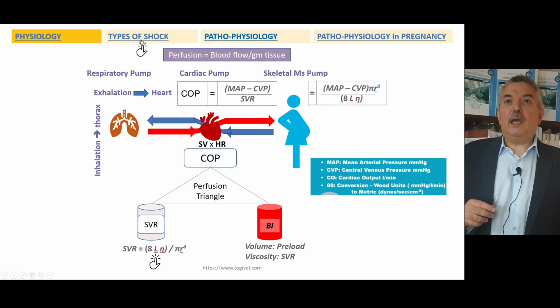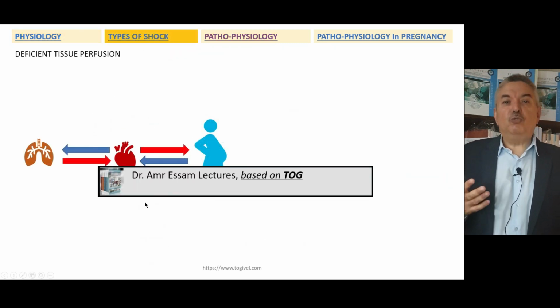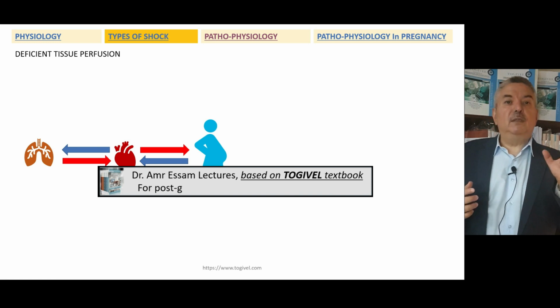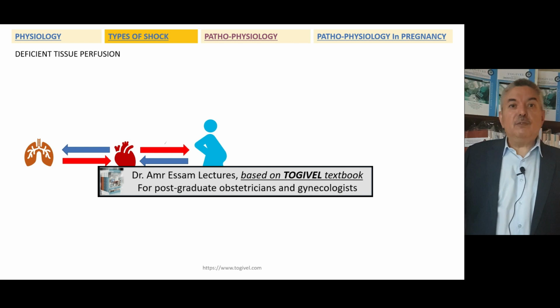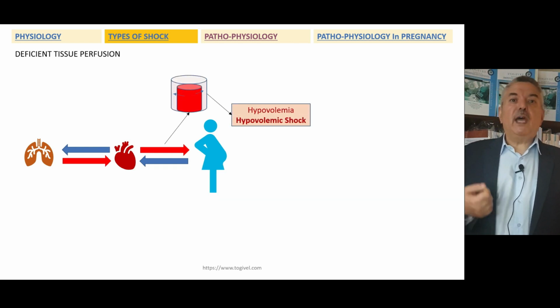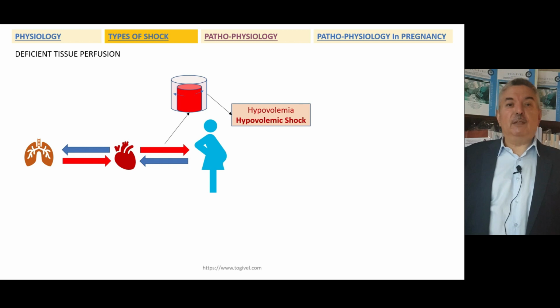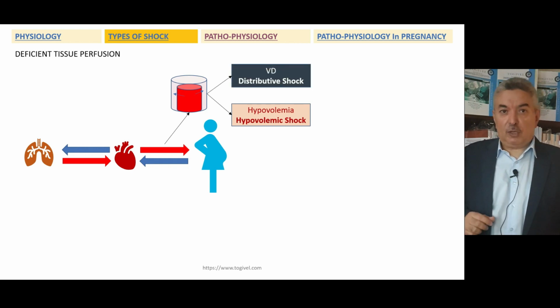Now we talk about the types of shock. What types of shock do we have? We have types of shock due to the discrepancy between the diameter of the blood vessel and the blood volume present. Either the volume is too low, this is a hypovolemic shock, or the diameter has increased in most of the kilometers of length of blood vessels, and this will lead to the distributive shock or the vasodilator shock.